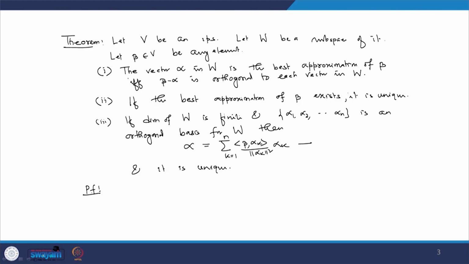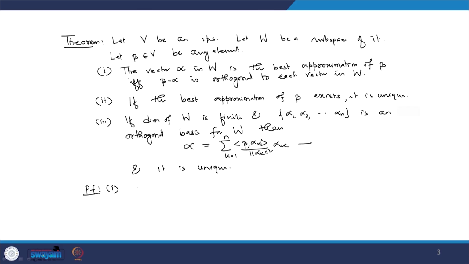In the third point, if W is a finite dimensional vector space and alpha 1, alpha 2, up to alpha n is an orthogonal basis for the subspace W, then the best approximation to beta, which is given by alpha, can be written as the summation of inner product of beta and alpha k divided by norm of alpha k square times alpha k, k equal to 1 to n. Okay, so let me prove the first part.